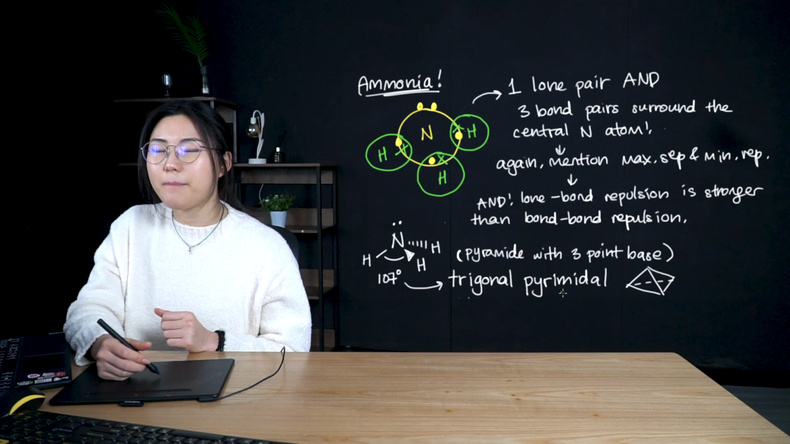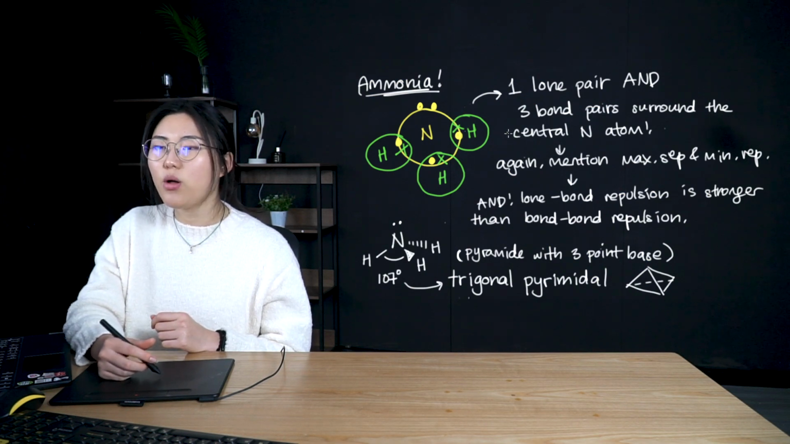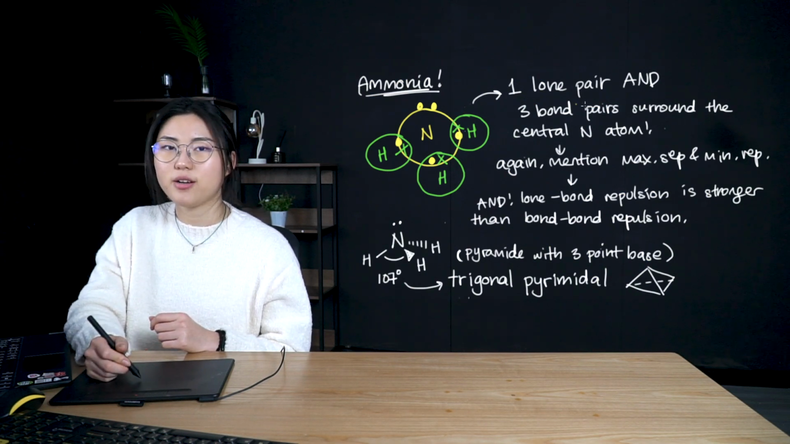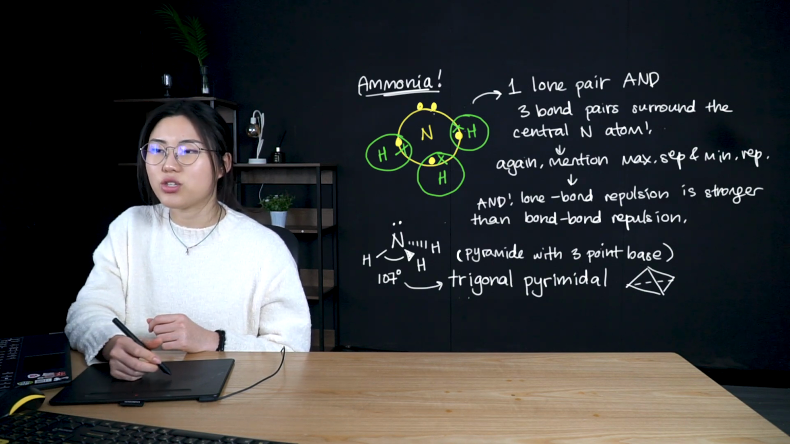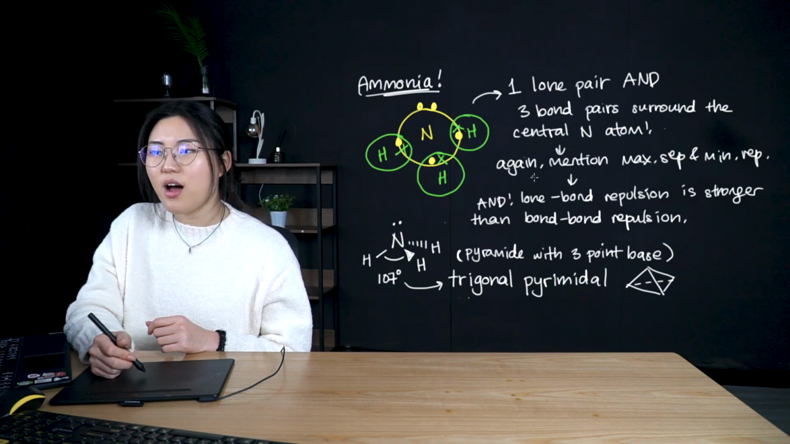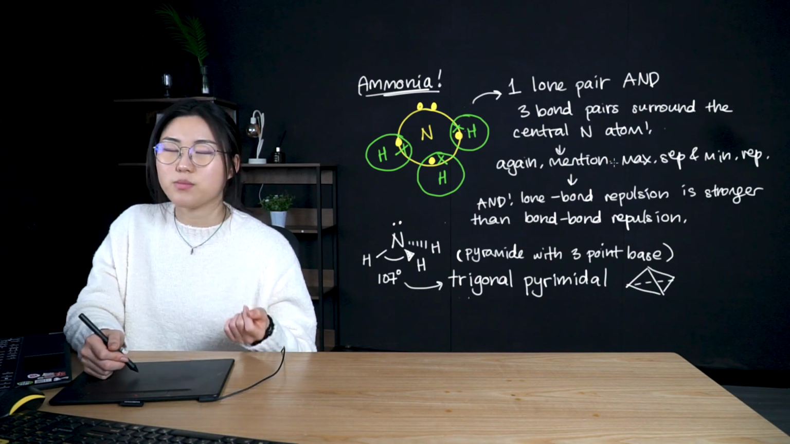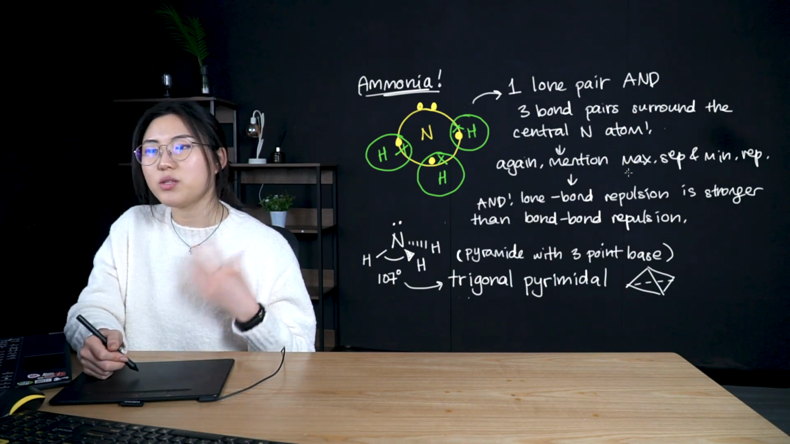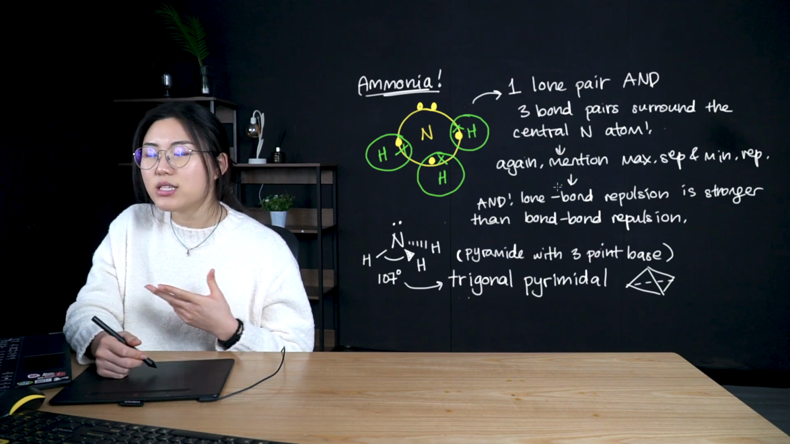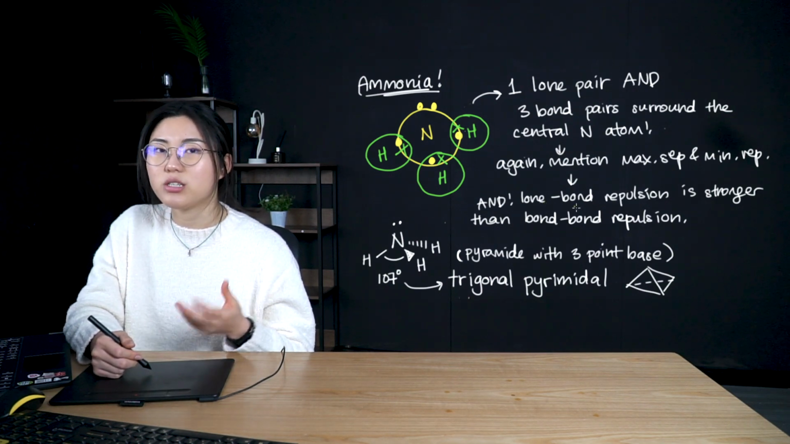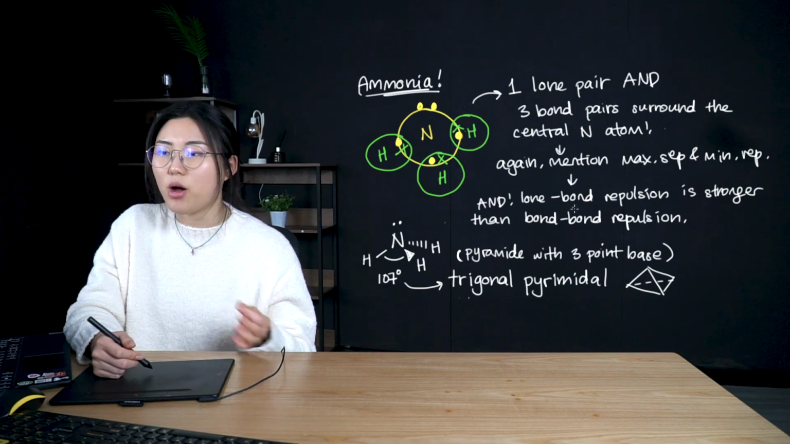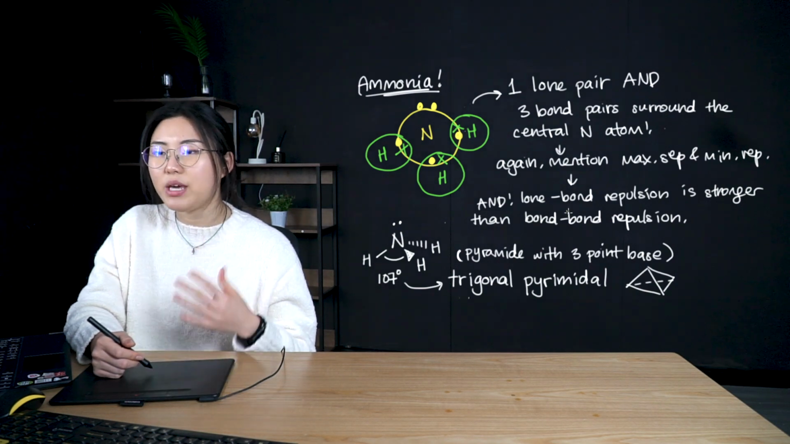So we're going to look at ammonia this time, where we also have 1 lone pair along with 3 bond pairs surrounding the central nitrogen atom. So again, you have to mention the maximum separation and minimum repulsion between the bond pairs, and that right now lone pair and the bond pair repulsion is a little bit stronger than the bond pair repulsion.